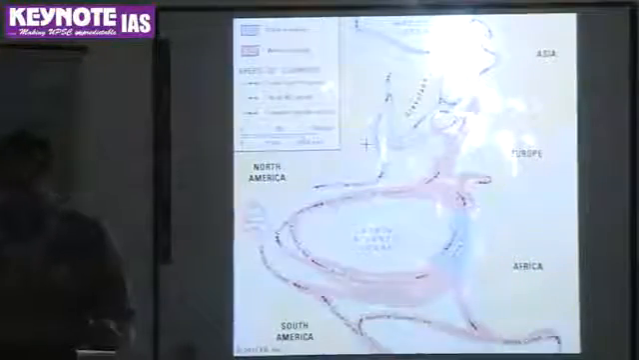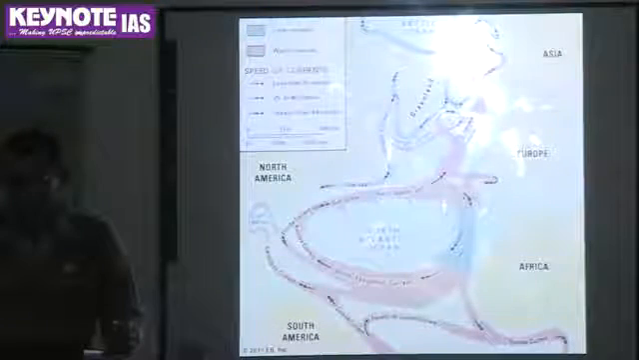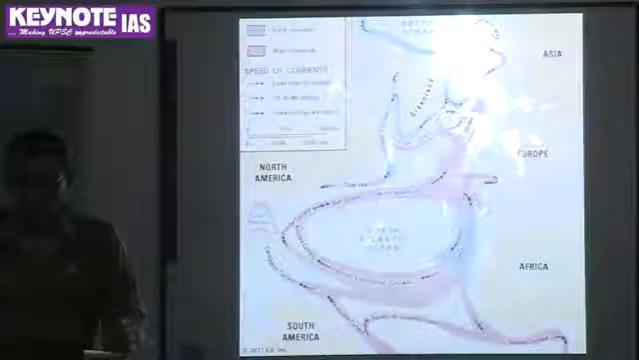This is the gyre formation in North Atlantic Ocean. This is subtropical gyre, and you can see the circulation as cold and warm.